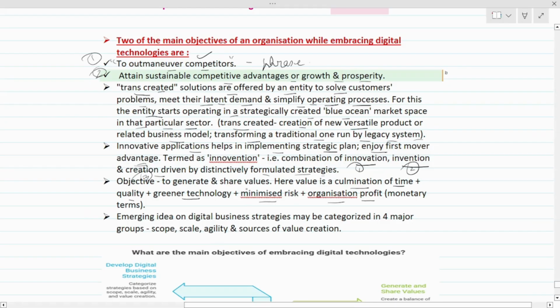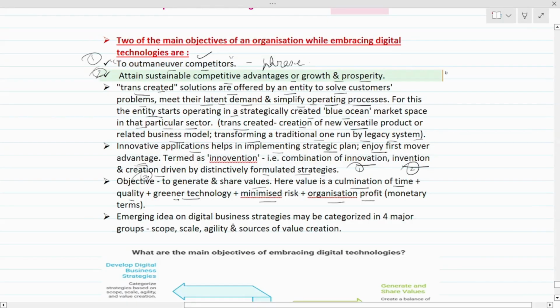Here, generate and share values, what exactly does value mean? It's explained as a culmination, or a sum total of time, quality, greener technology, minimize risk, and organization profit. Organization profit, we talk about not the culture or anything, we talk about money, right?